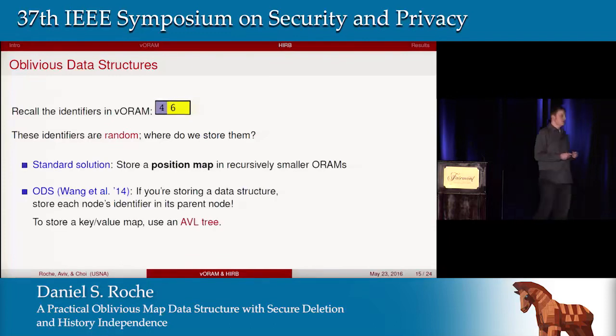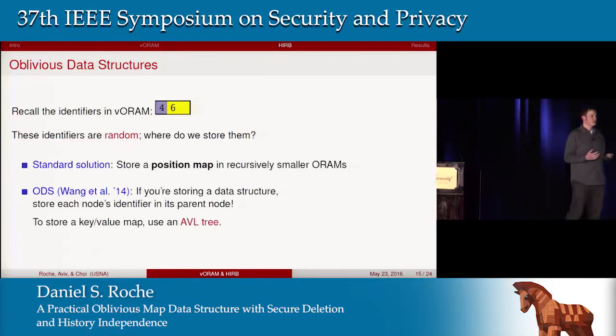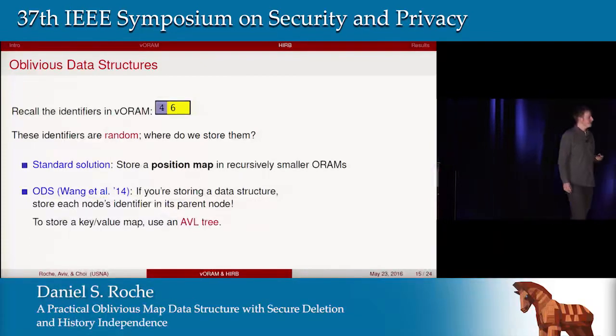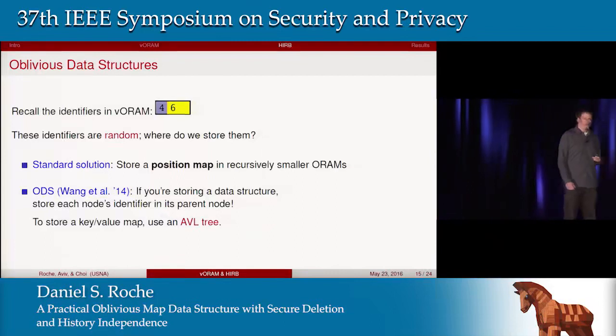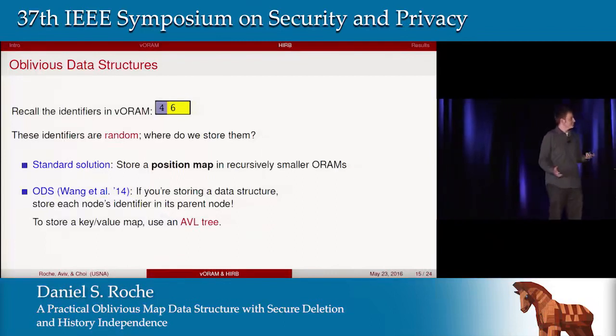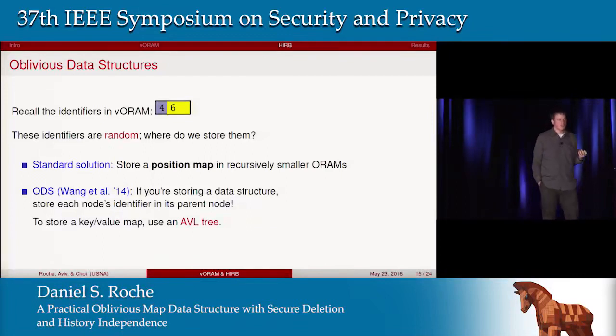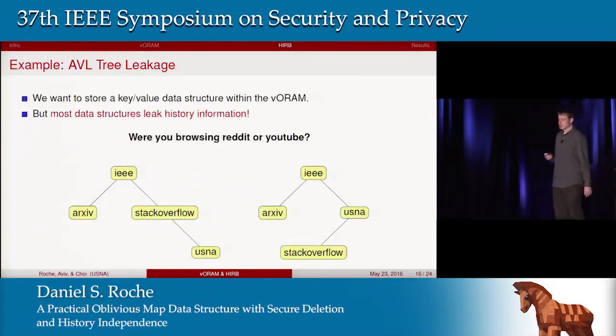The standard solution is you store a position map in recursively smaller ORAMs, which is one of these beautiful theoretic constructions that I think sounds nice. And then if you go to try to make that work, you're like, it's not great. And the authors of the Oblivious data structures paper actually came up with a great observation, which is that if you're storing a data structure inside here, you don't have to worry about the position map, because you only really need the identifier of the root node, which you can save locally, and then store the subsequent identifiers inside their parent nodes. And so we're going to take advantage of that improvement.